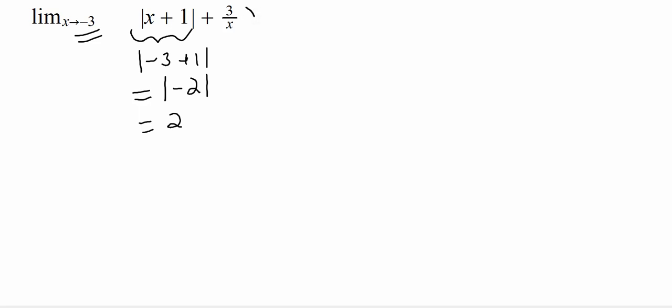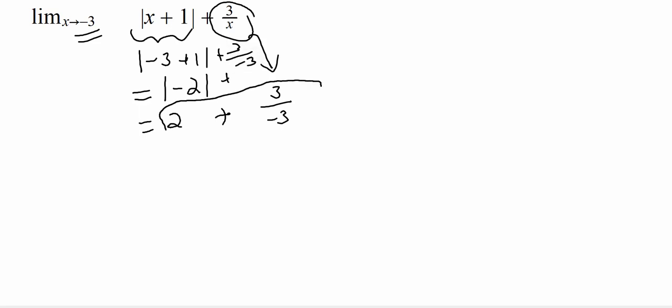And over here, of course, this is not defined at x equals 0, but here we are looking at the limit at -3. So we just have to put that limit over. So what we get here for the limit is 2 minus 1, that is 1. So the limit of this expression that we were trying to evaluate is simply going to be 1.